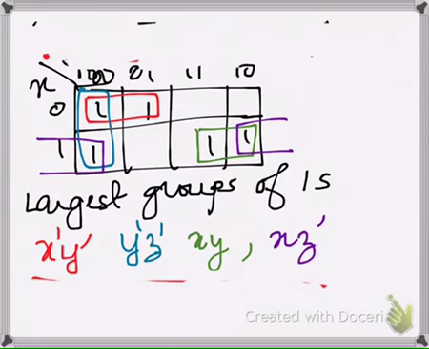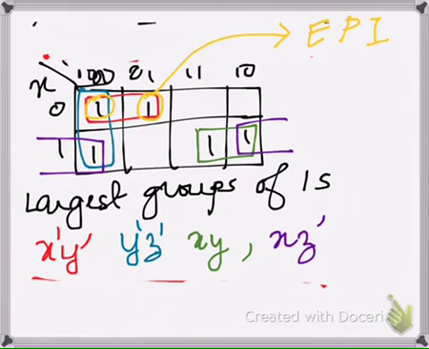If you see, let me use a different color. Let me pick yellow. This one appears in two groups, the red group as well as the blue group, so we will keep this as it is. Let's look at the next one. This appears in only one group, that is the red group. So this will be our essential prime implicant, because it appears in only one group. The group to which this one belongs will be our essential prime implicant.